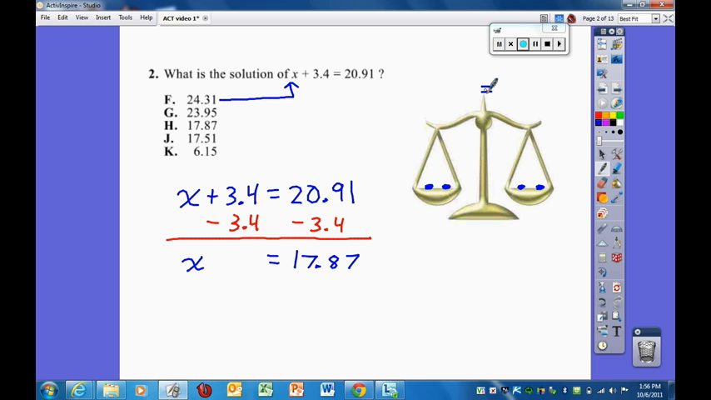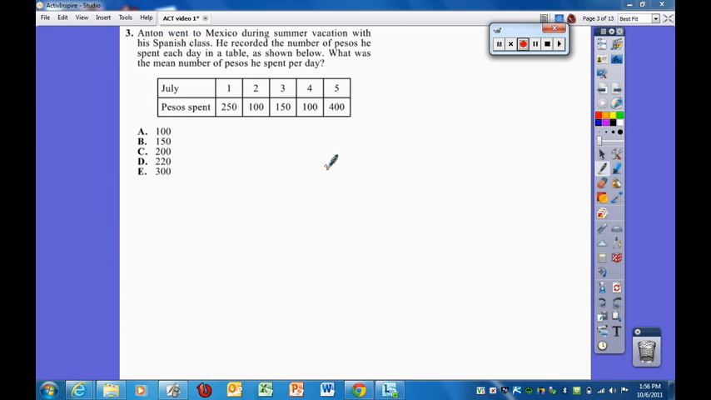Keep everything balanced. What you do to one side of the equation, make sure you do it to the other. Isolate the variable, get it all by itself, and you'll be set to go. All right, problem number 3. Make sure you read it carefully.